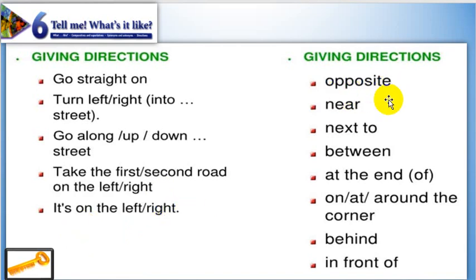It's opposite to the school, opposite here means facing the school. It's near the hospital. It's next to the hospital, directly adjacent to the hospital. Next to means beside it, exactly near it. Between the hospital and the library. The school is at the end of the road. On the hill, at the top of the hill, around the corner. Okay, behind the school, in front of the shop. All of these are uses of directions that I can use when giving directions.